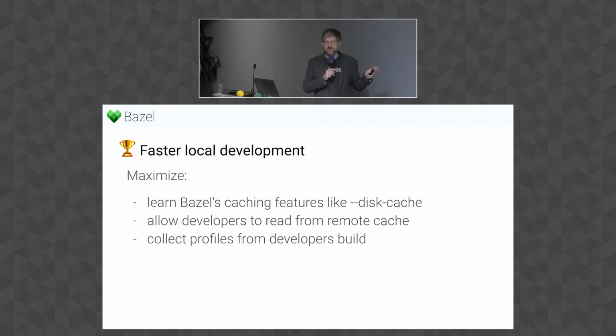The developers should be able to read from the remote cache. In a lot of setups I've seen, people don't trust developers to write to the remote cache because, of course, you can make a change locally that causes a non-hermeticity, and then you can poison the cache. And also, if you can, try to collect profiles from the builds out in the wild so that you know whether developers are actually having faster builds or not. This is something Greg and I are actually working on right now for the Angular team.